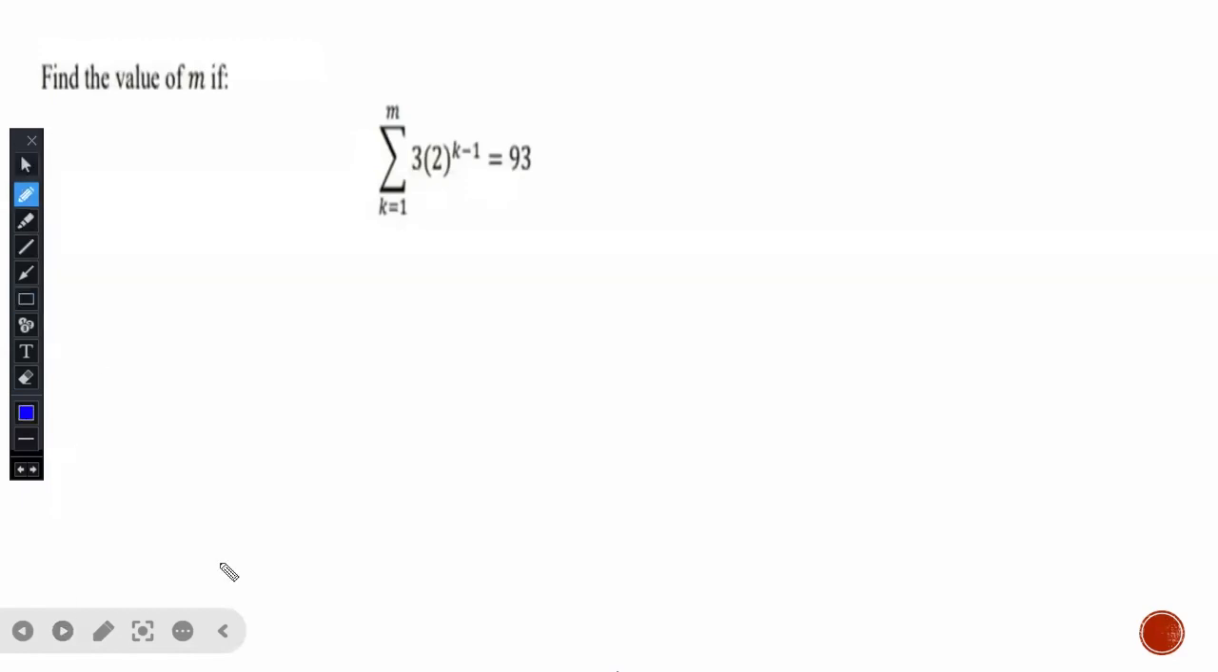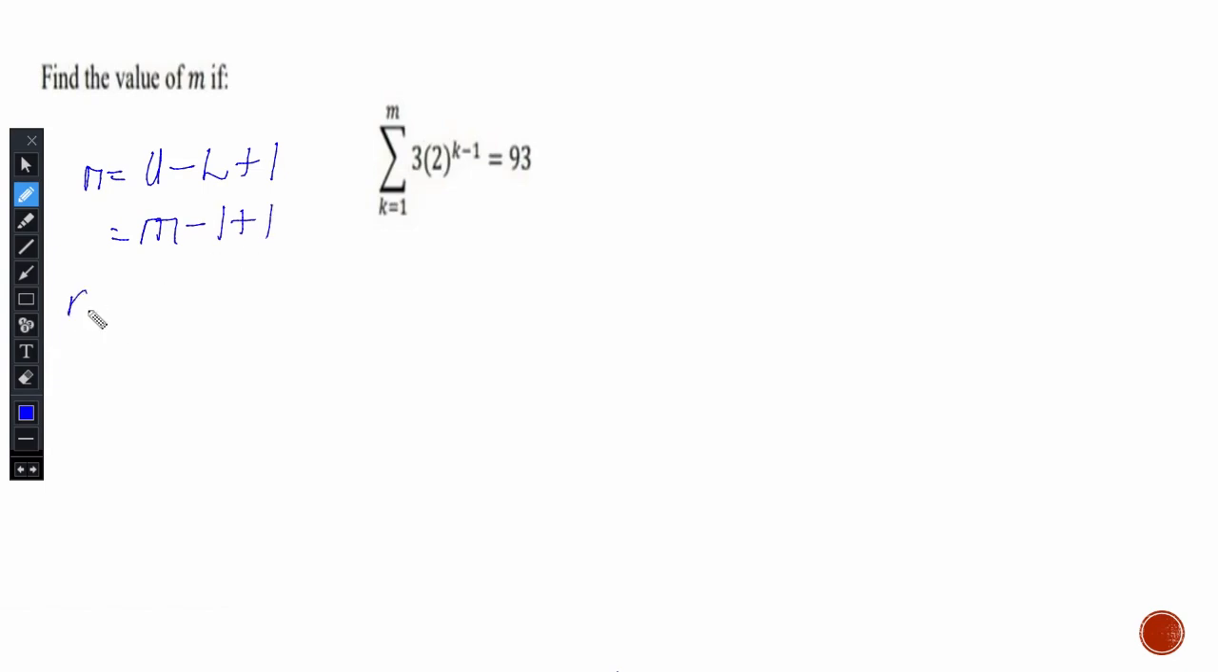Let's do another similar question. Again, we are looking for the value of m. The number of terms, n, is equal to upper value minus lower value plus 1. Your upper value is m, and your lower value is 1, then plus 1. So the number of terms is m. The m that we are trying to calculate here represents the number of terms, right?